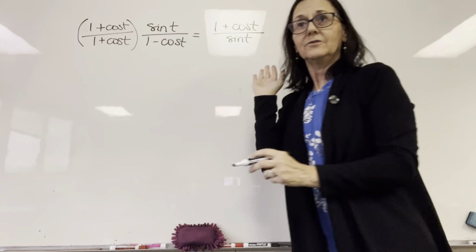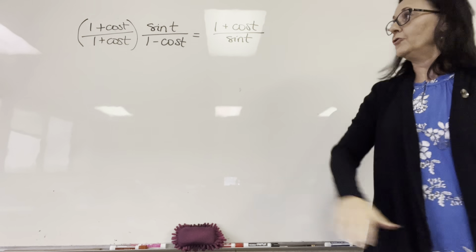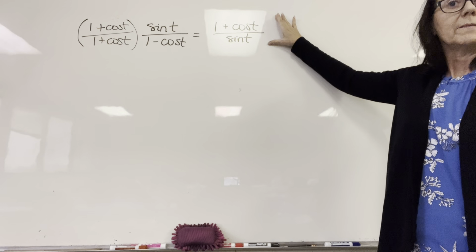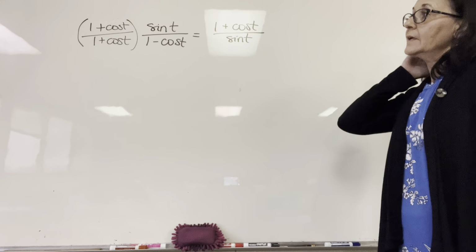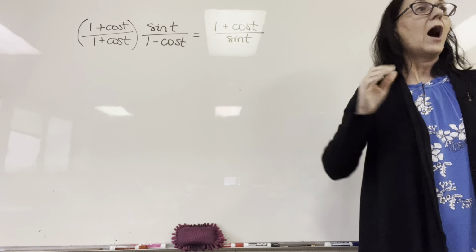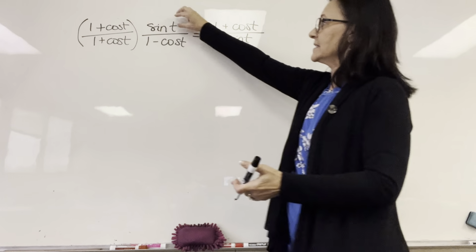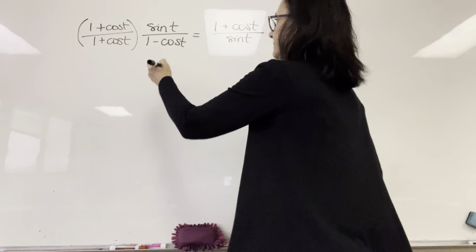So I'm not doing anything to the right-hand side. You could have multiplied this side by 1 minus cosine t over 1 minus cosine t. That would have been fine. All right. I'm not distributing the numerator, the one that has the single term times the binomial.